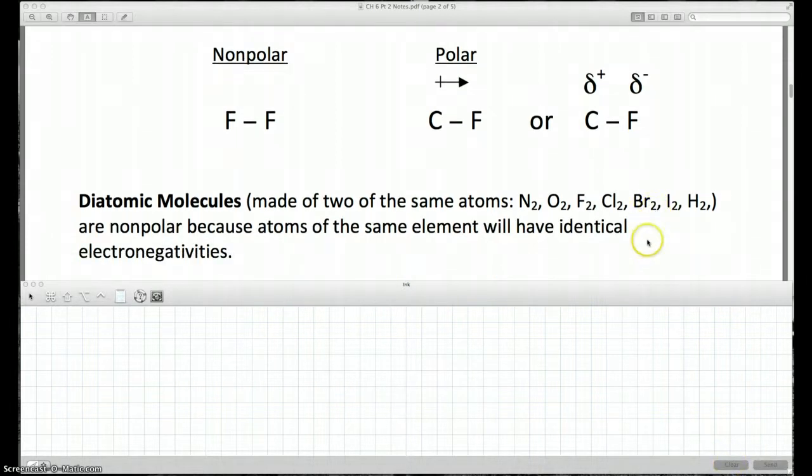One thing you need to memorize are the diatomic molecules. There are 7 elements on the periodic table that will form diatomic molecules when they're alone. So here are the 7. I'll teach you a little trick to remembering them. One of the 7 is oxygen.